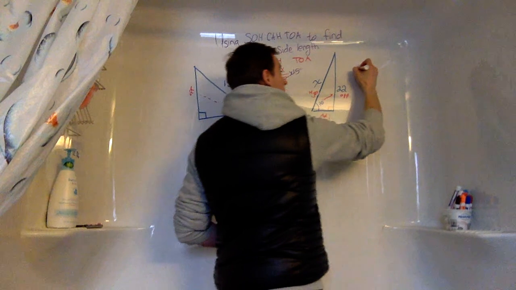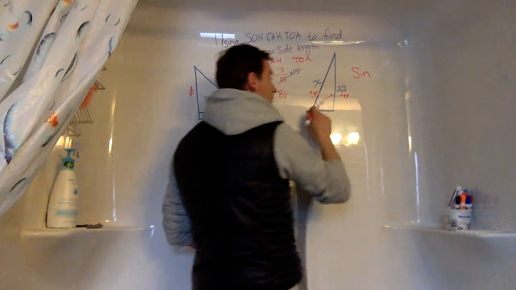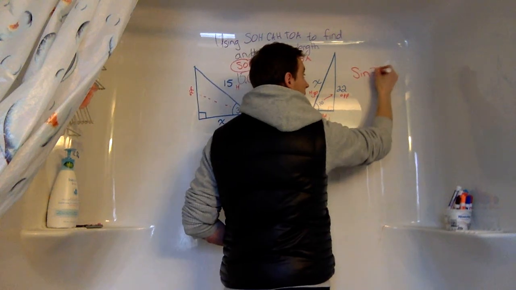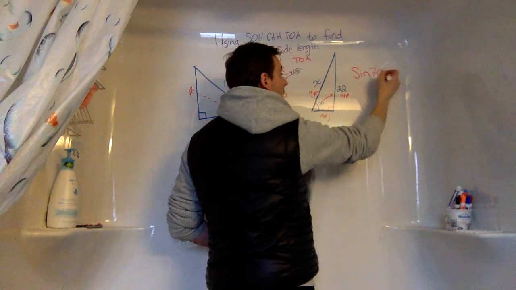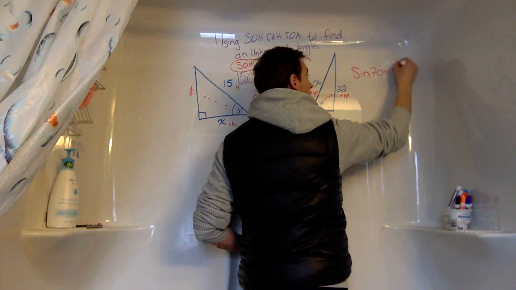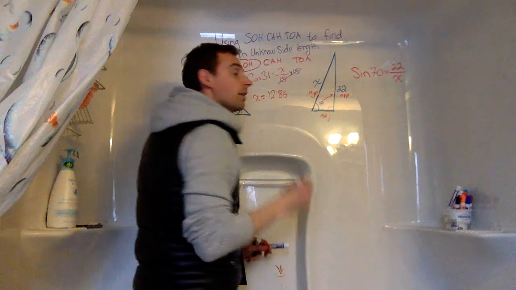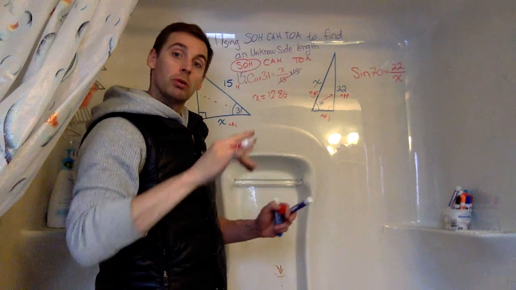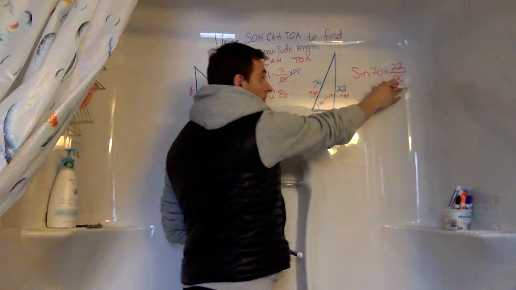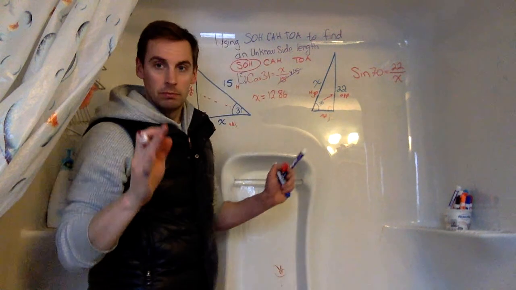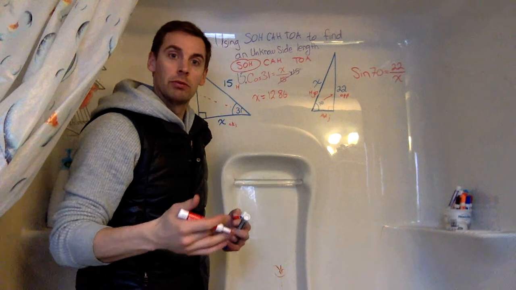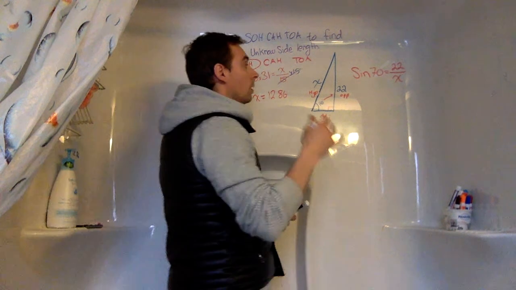So I'm going to write it out. Sine of our angle, in this case 70, equals opposite, which is 22, divided by x. Now this one's a little bit different. I'm going to show you a quick way of doing it because now our x is on the bottom. We can't just make the 22 disappear. We have to follow those algebra rules. So what I'm going to show you is a trick.